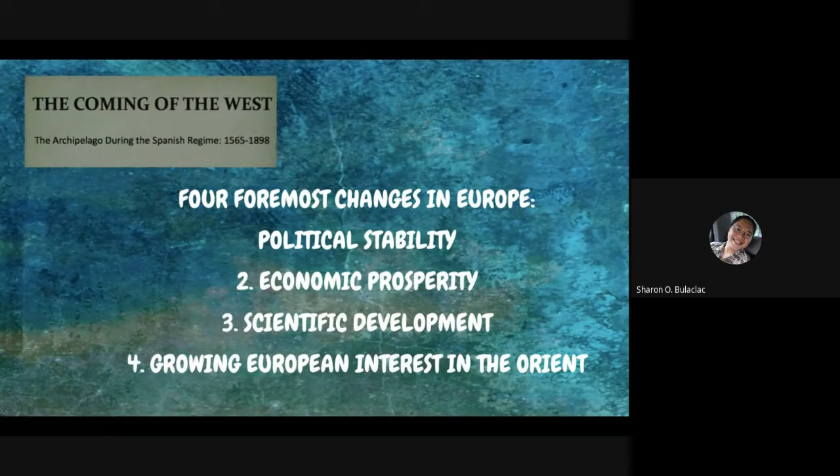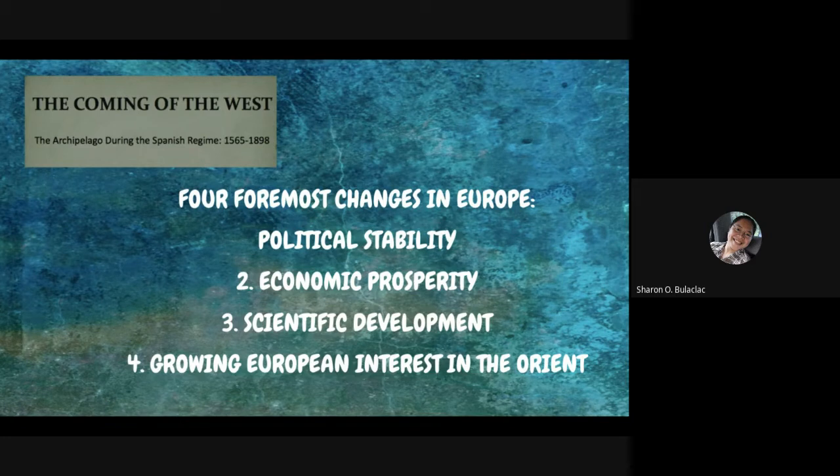So ano yung mga pangyayari sa Europa? Why it allowed them to go or to venture into exploration and expansion. So here, maraming nangyari sa Europa, but we can capsulize it into four. So you have political stability, economic prosperity, scientific development, and growing European interest in the Orient.